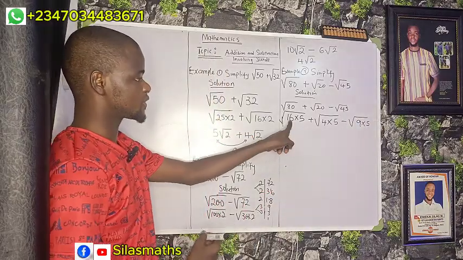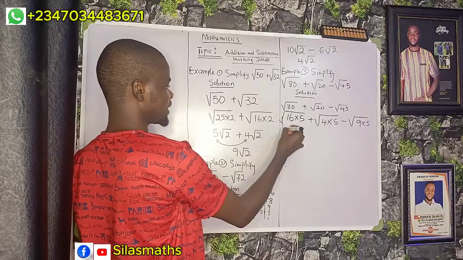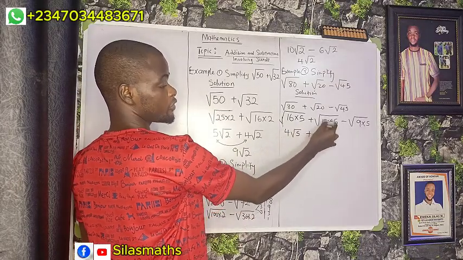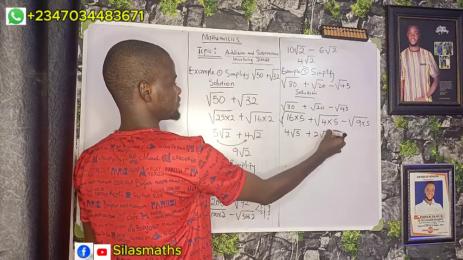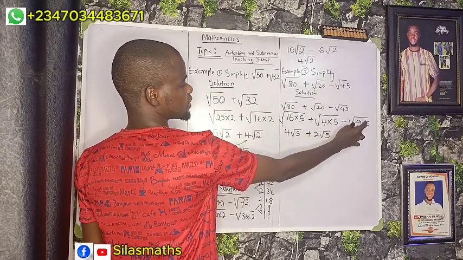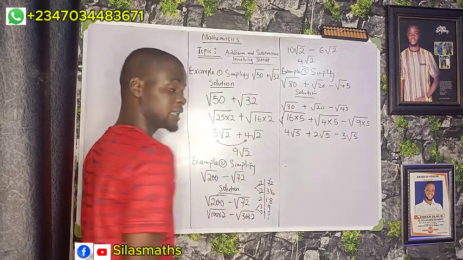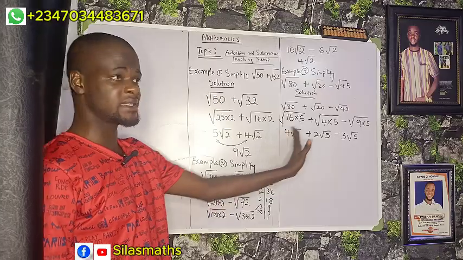Then we go ahead and then square root of 16 is 4. Bring it out. 5 inside. Square root of 4 is 2. Bring it out. Outside. Square root of 9 is 3. Bring it out. 3 out. Then 5 remains inside. Now all these are like surds, so we can easily add and subtract.